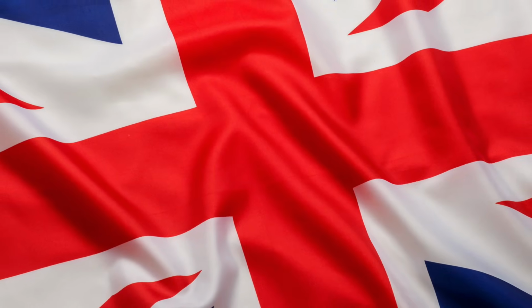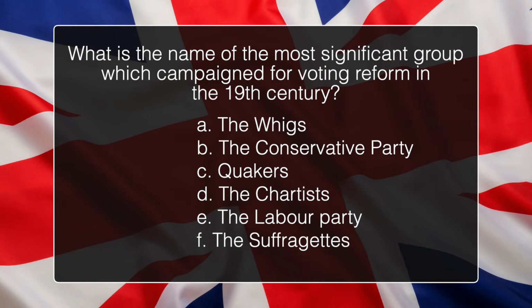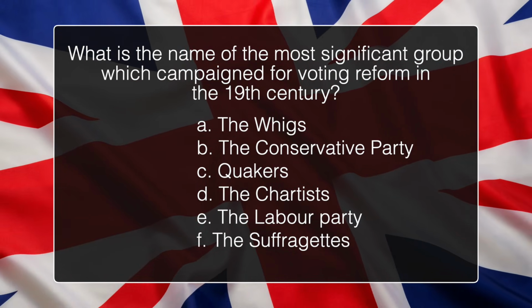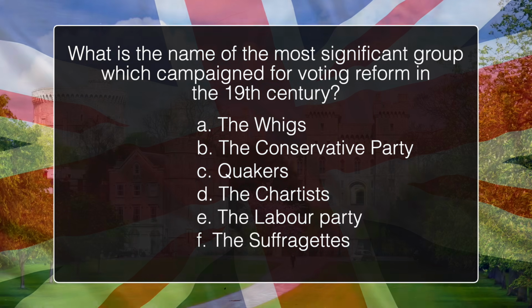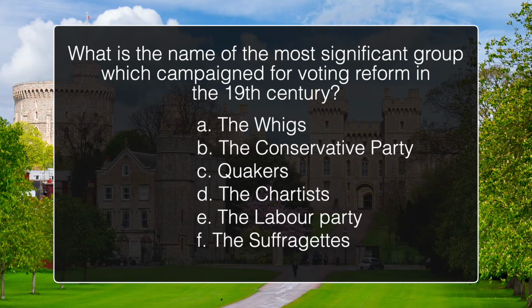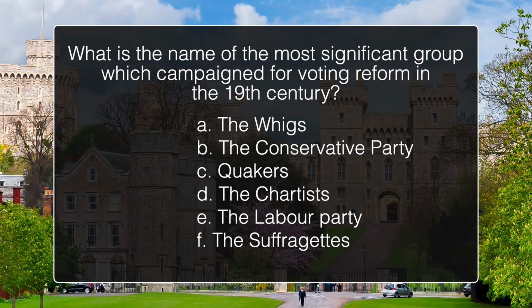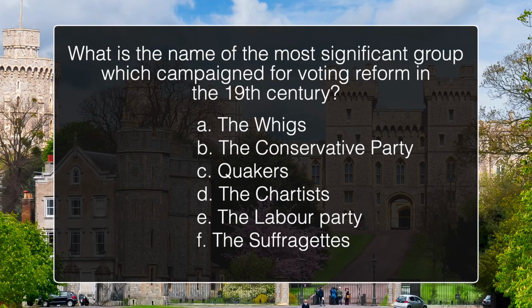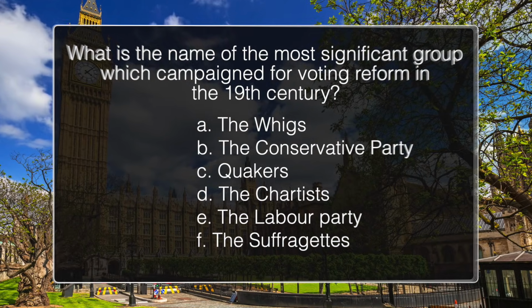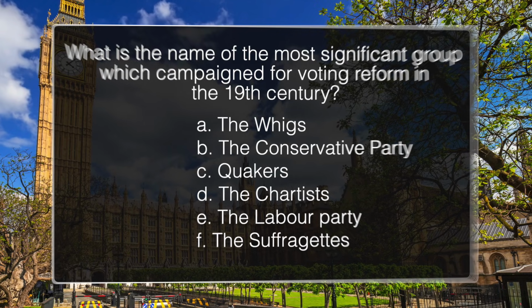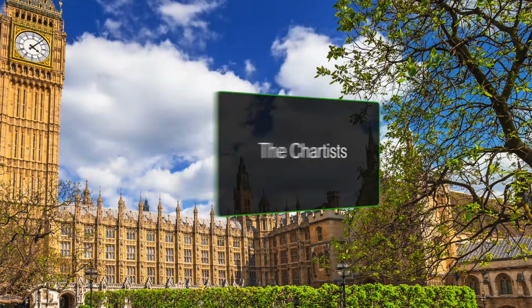So let's start with some questions on this section. What is the name of the most significant group which campaigned for voting reform in the 19th century? The Whigs, the Conservative Party, the Quakers, the Chartists, the Labour Party, the Suffragettes. The answer is the Chartists.